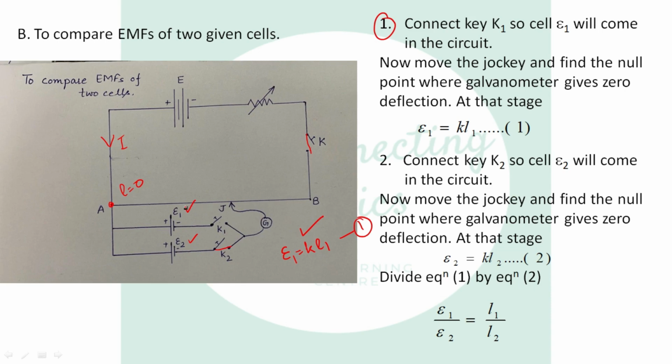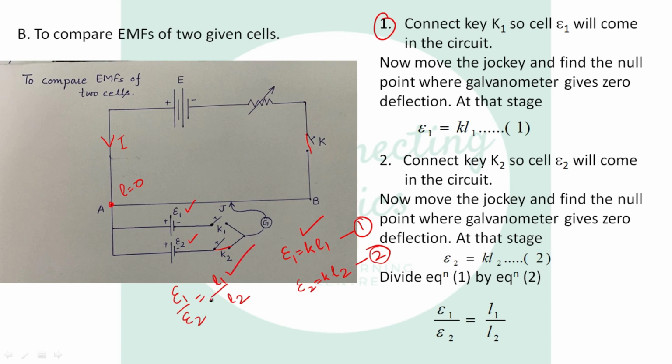We move this jockey over this wire very gently, and a point will come where the galvanometer shows 0 deflection, and at that point E2 will be equal to K into L2. This is equation number 2. We divide these two equations: E1 over E2 is K into L1 divided by K into L2. This K cancels out with K, and we will get E1 over E2 equal to L1 over L2.